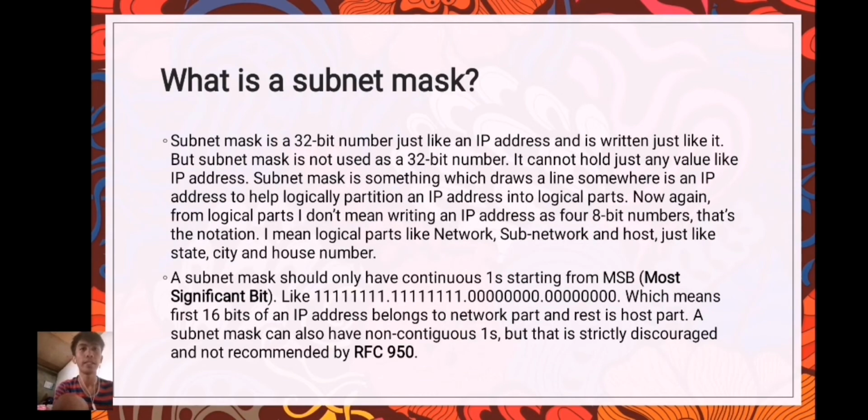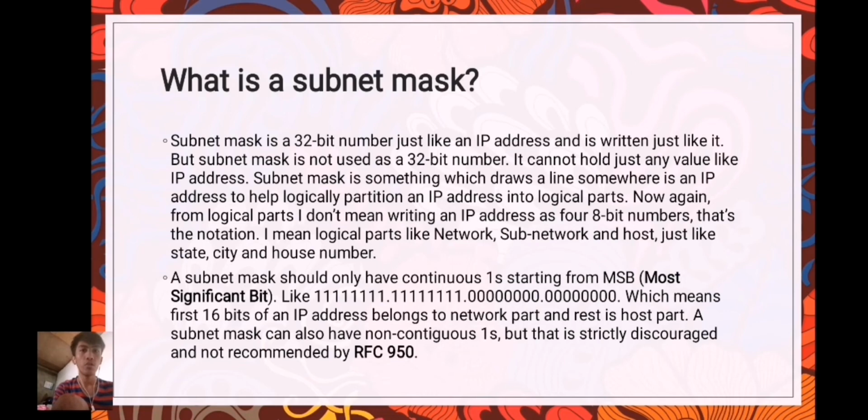What is a subnet mask? A subnet mask is a 32-bit number just like an IP address, and it is written just like it. But a subnet mask is not used as a 32-bit number. It cannot hold just any value like an IP address. A subnet mask is something which draws a line somewhere in an IP address to help logically partition an IP address into logical parts. Again, by logical parts, I don't mean writing an IP address as 4 8-bit numbers, that is just notation.